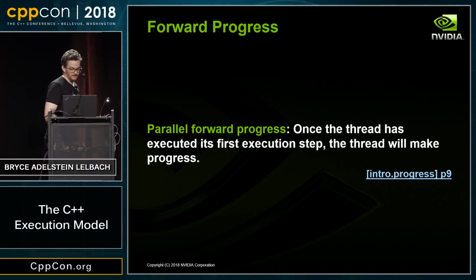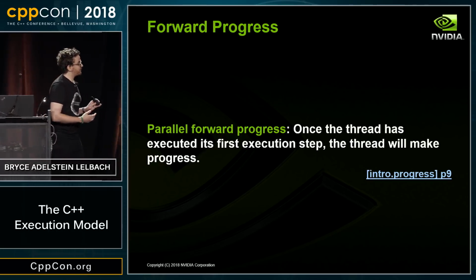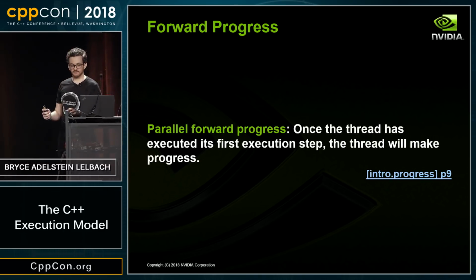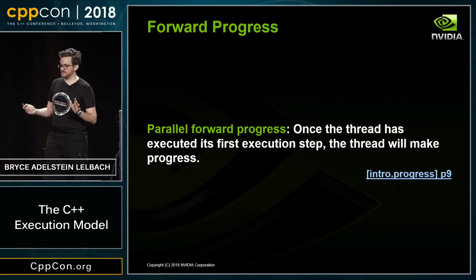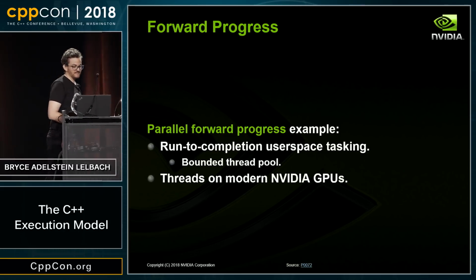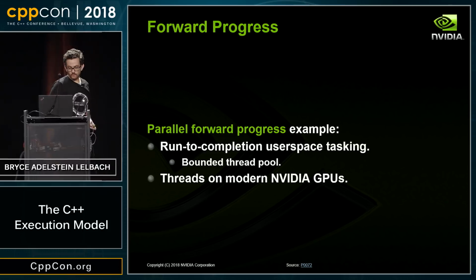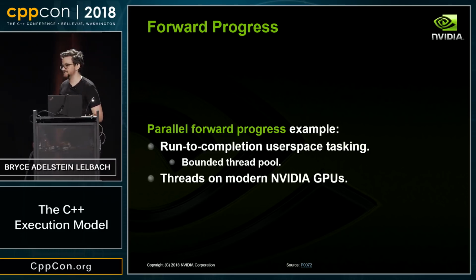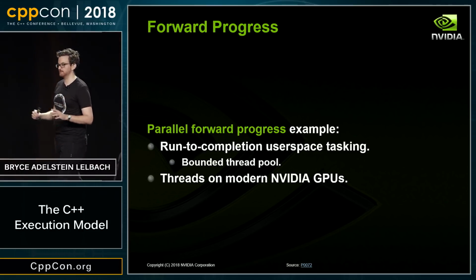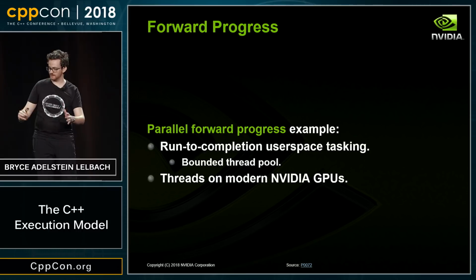Parallel forward progress is a little bit weaker. What it says is once a thread has executed its first execution step, it will make progress. So once it's executed its first execution step, then it has concurrent forward progress guarantees until it terminates. So once it's started, you know that it'll have forward progress. Some examples: run to completion user space tasking, or hybrid threads, or user space scheduling. There's like a billion names for this. I hope I used one of them that you're familiar with.